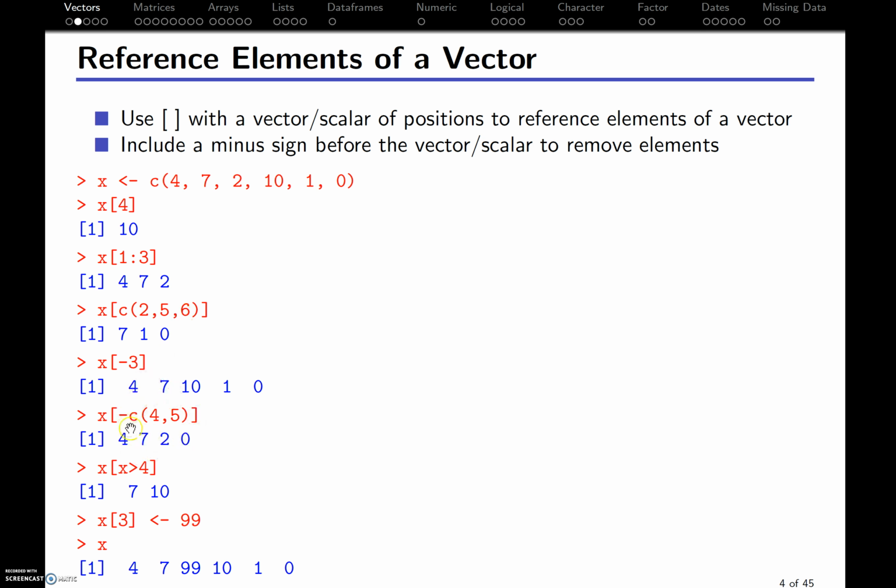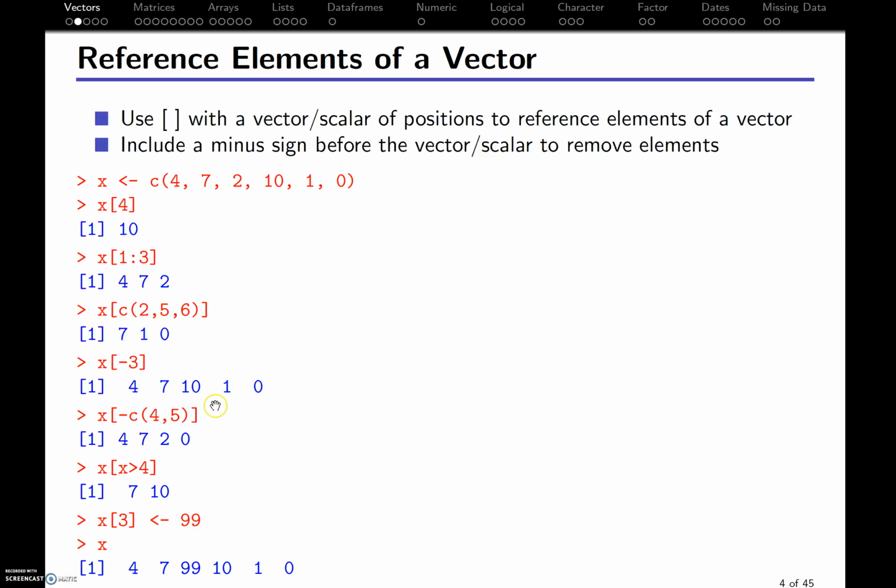We can do that to multiple indices. So we can have -c(4, 5), so that it would pick off the 4th and the 5th, 10 and 1, and subtract them from the vector, or drop them from the vector. We can also use logical expressions or tests, such as x greater than 4. So which elements, going back to this vector, which elements are greater than 4? Well, 7 and 10. And notice if we put that within the square brackets, we just get those elements greater than 4.